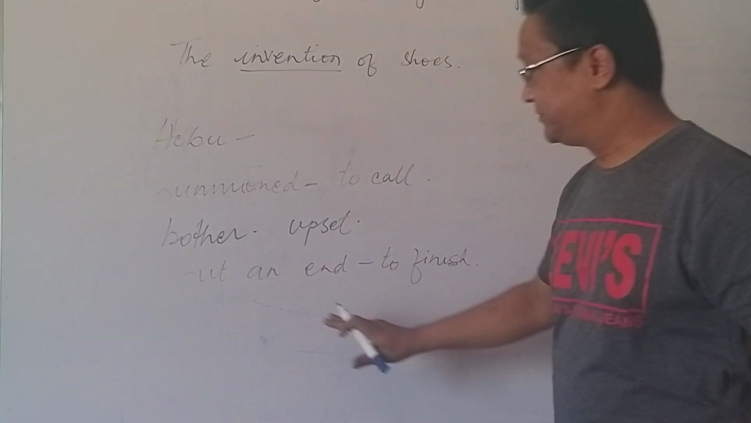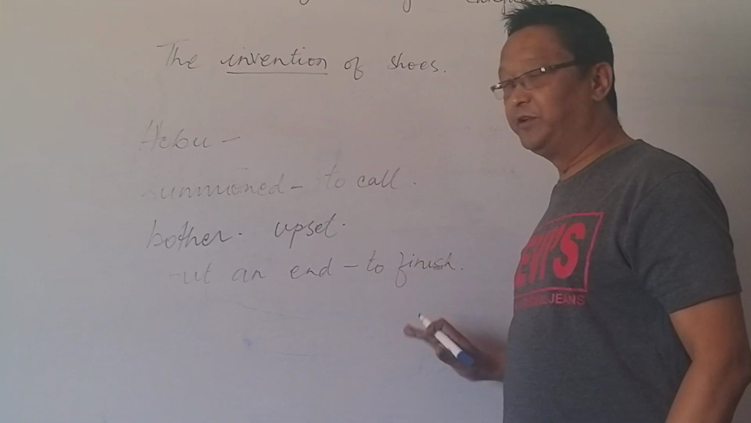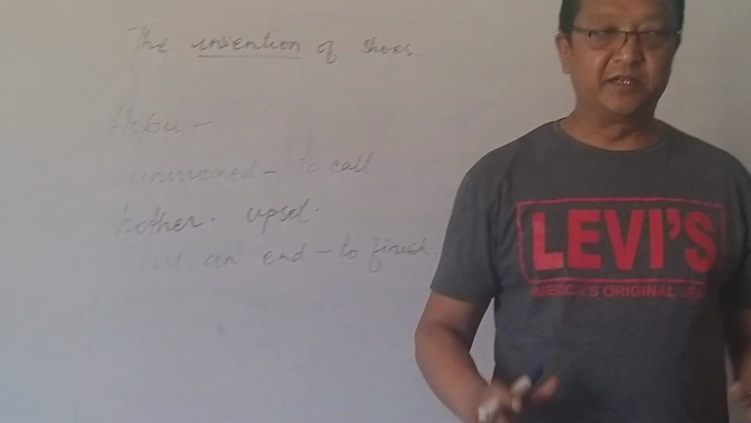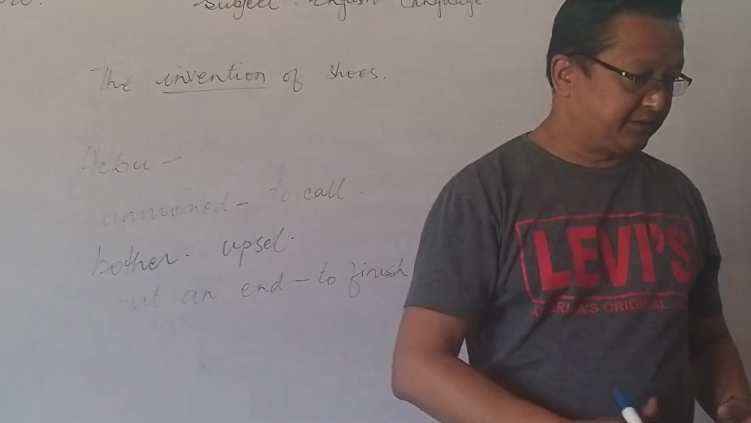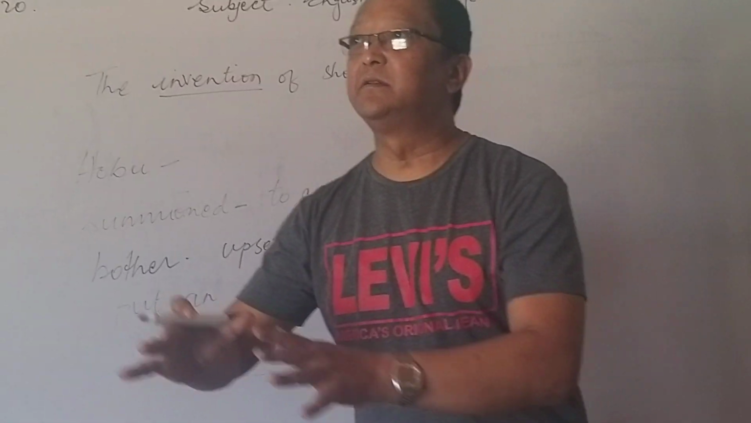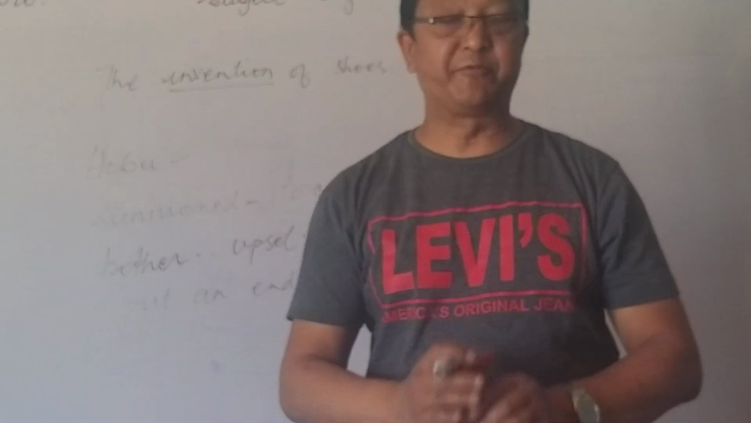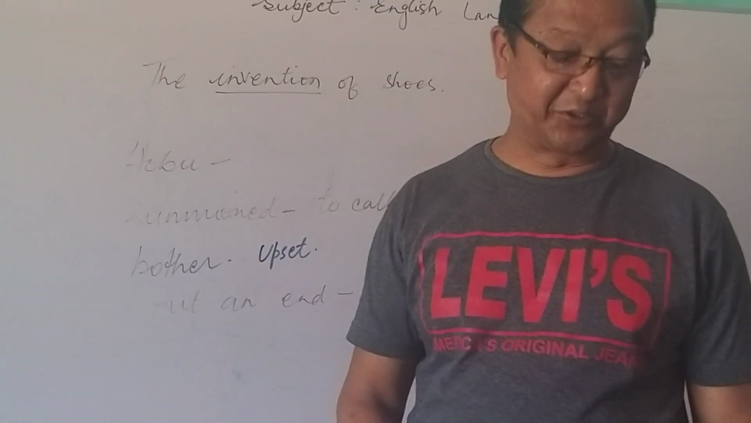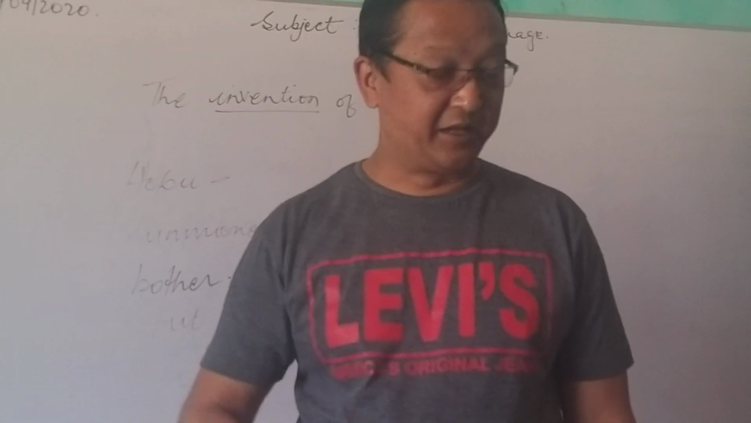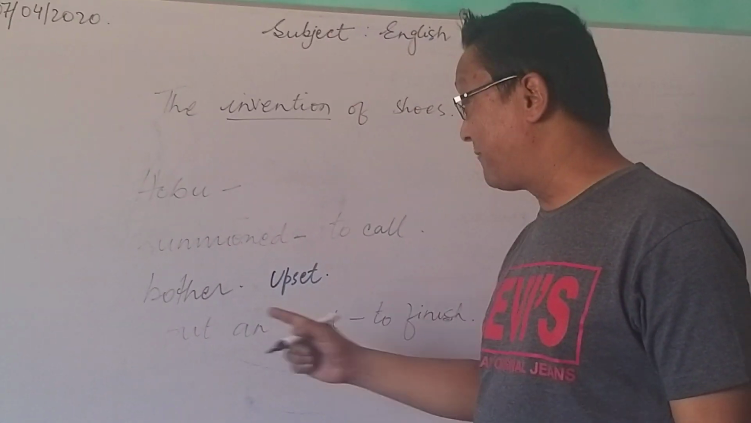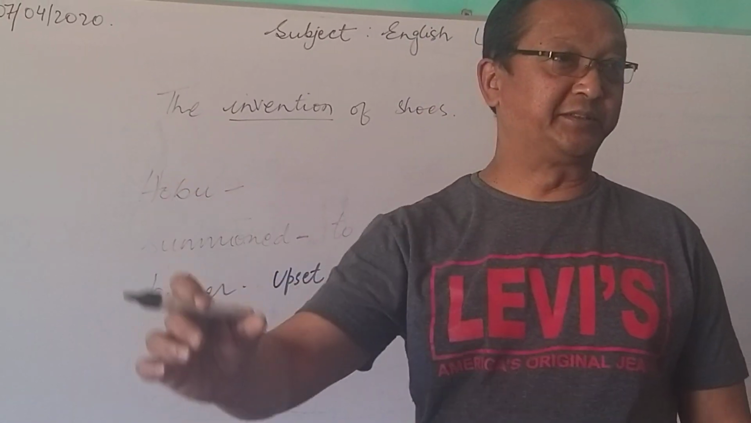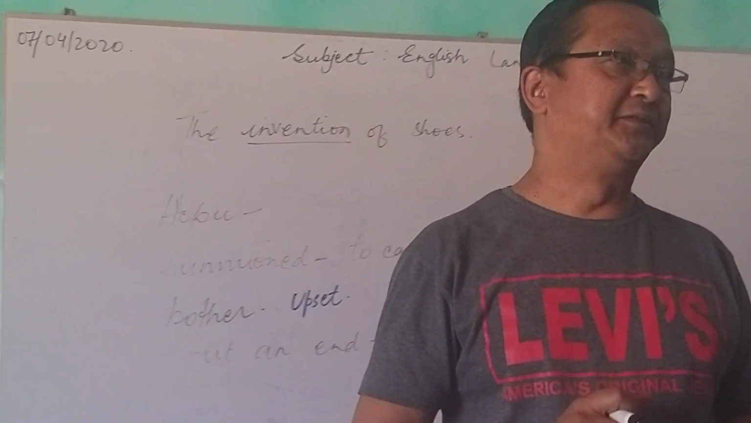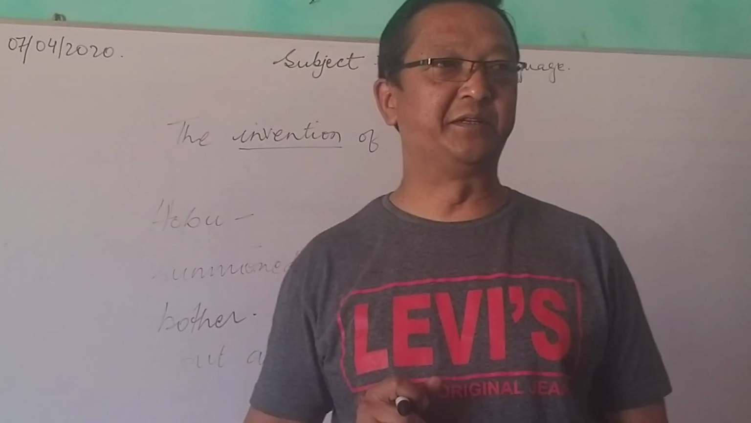To finish. Put an end means to finish. So the king is saying that whatever the problem is in the kingdom, in the palace, you must finish it at once. You have to completely. The king now orders his ministers and courtiers, and he says that you must finish this. You have to put an end at once. Otherwise, everyone will be punished. No one will be spared from my punishment.